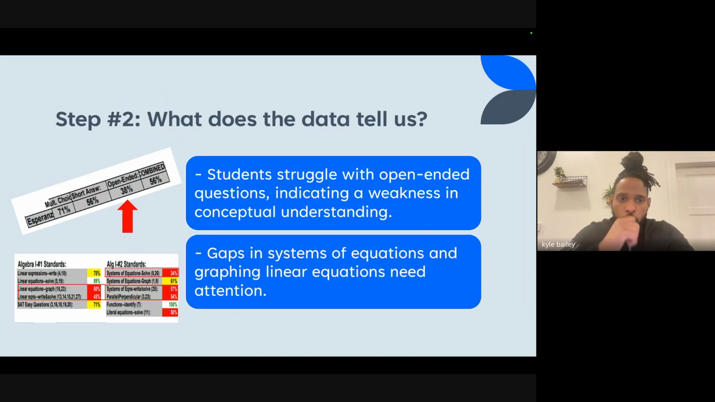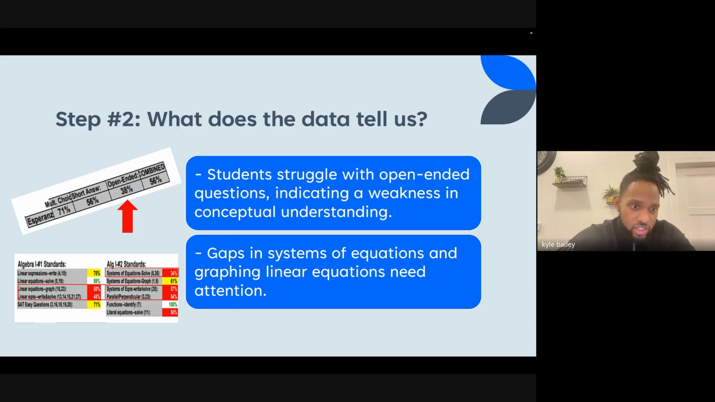When we move on to step two, we ask, what does the data tell us? The data is telling us that students, like we just said, are struggling with open-ended questions. This can indicate a lot of things. One could be a deeper conceptual understanding or just written communication of why they can't get these open-ended questions. Another thing the data tells us is there are gaps in systems of equations and linear equations.